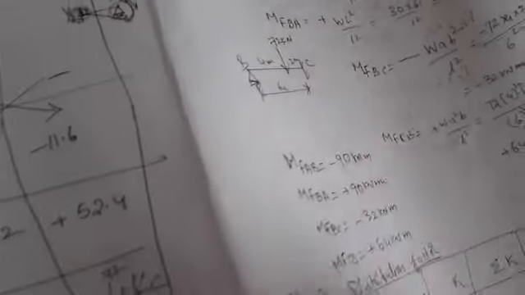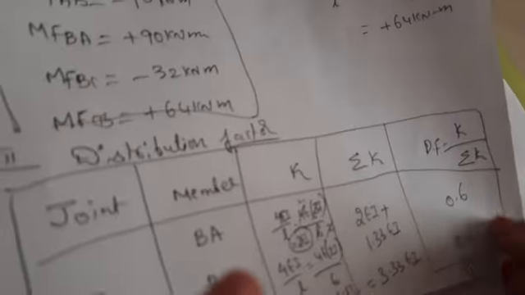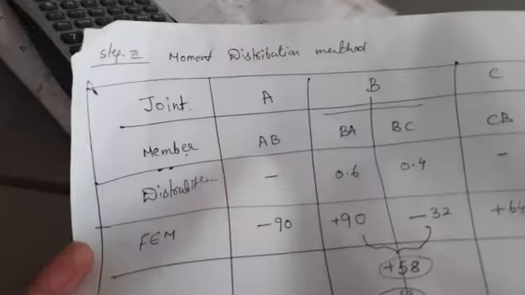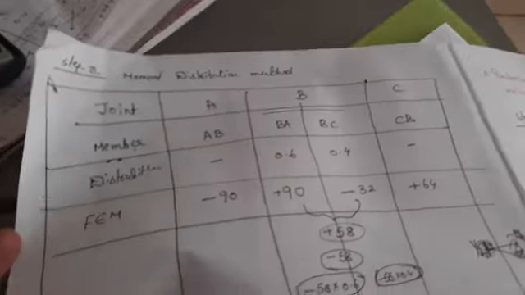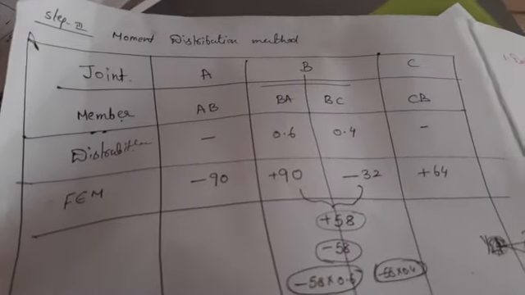Up to here we have solved the problem. First we had to solve the fixed end moments. Once we find the fixed end moment values, next we go for the distribution factors, where we calculate the distribution factor values. Once we calculate the distribution factors, next we go for the moment distribution. For this moment distribution, step 1 is to calculate the adjoint B, BA and BC.